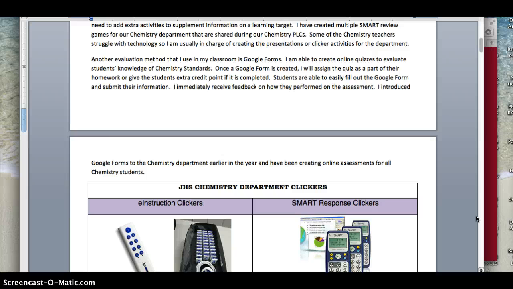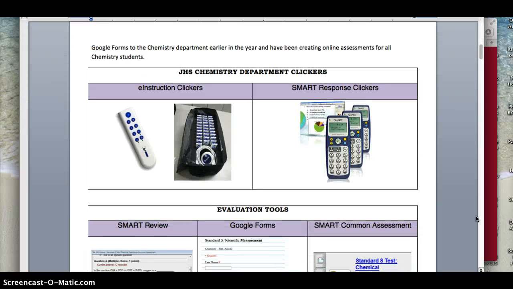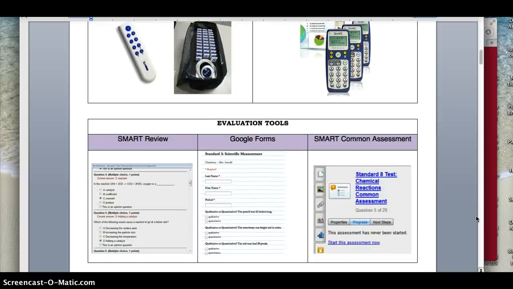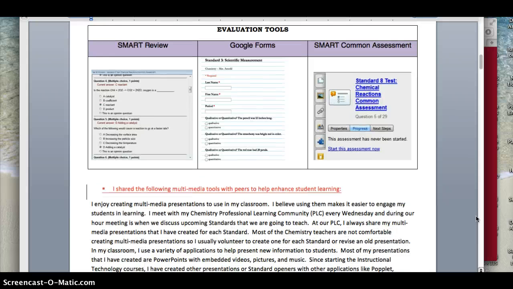At J-Town, we do have 2 sets of clickers, 1 of the e-clickers and 3 of the smart response clickers. Gave you some screenshots of my evaluation tools that I have created.